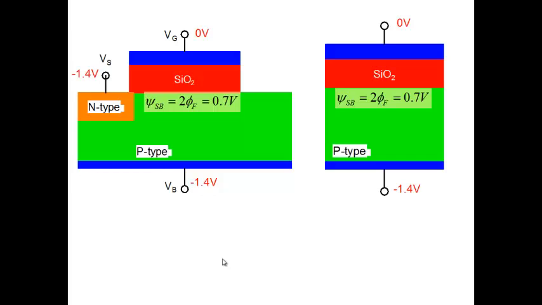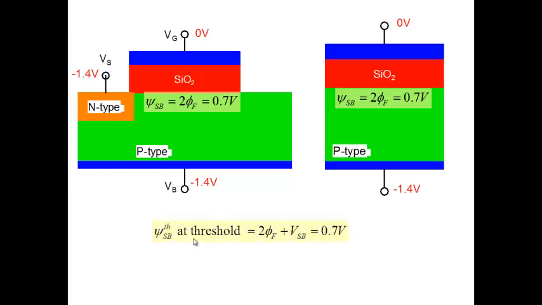All right, what about this case? Will threshold occur? What is the condition for threshold? 2 phi f plus VSB. So VSB is 0, so it will occur. If I apply minus 1.4 here also, then I can get it. But if I had this 0 here, then I will not get it. Okay, so these distinctions are important here.